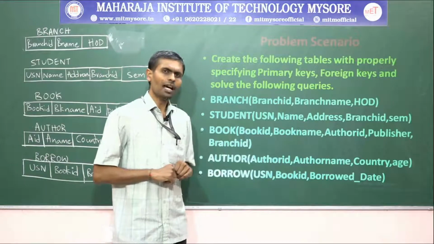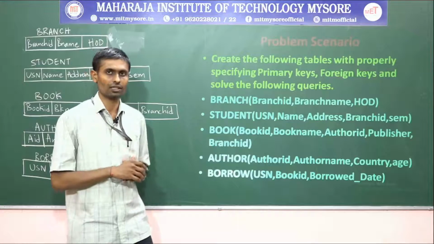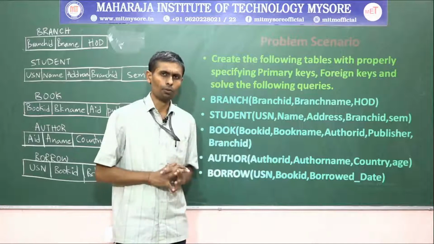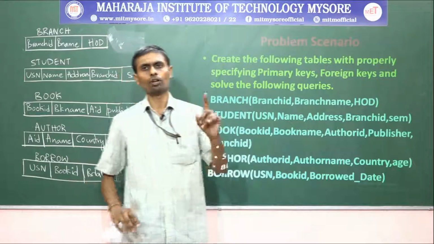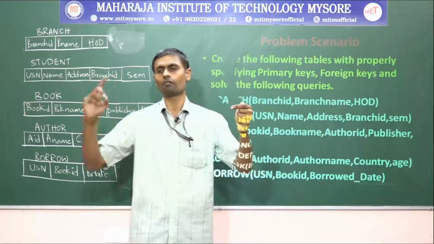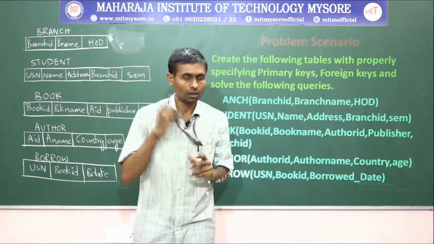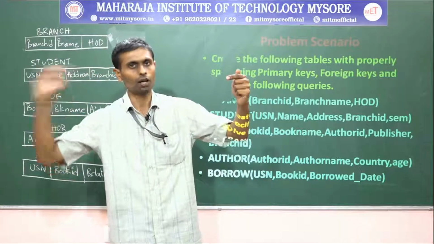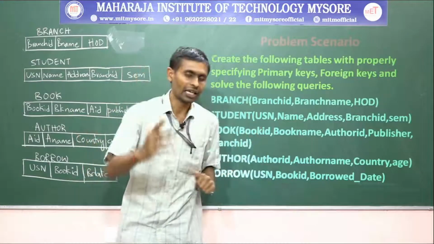Next, one more thing is, a student always belongs to any one branch, right? But a branch contains many students. Fine. Next, a book always has one author and one publisher. Let us assume for the time being that every book has only one author and only one publisher. But the same author can write multiple books. Remember, a book is written by only one author and one publisher, but the same publisher or the same author can write or publish many books, right?